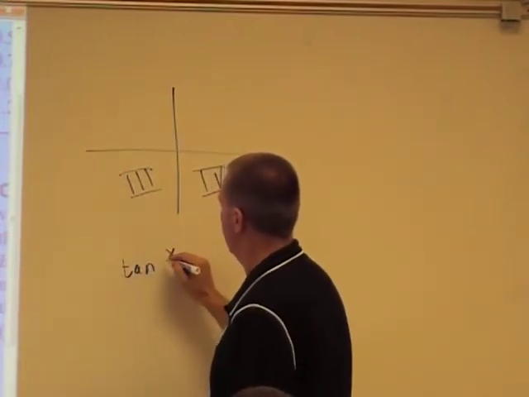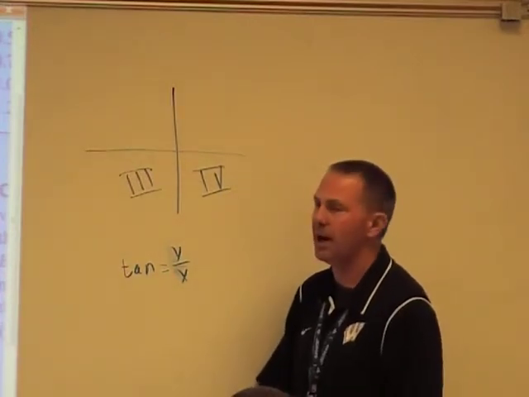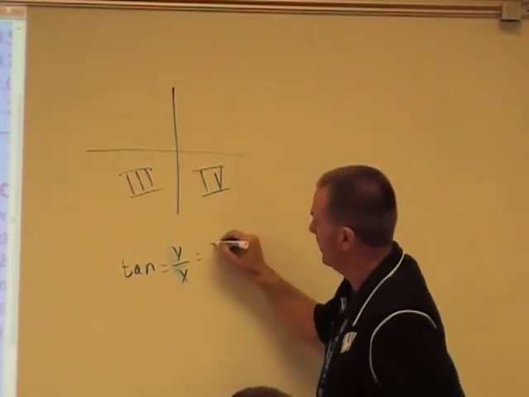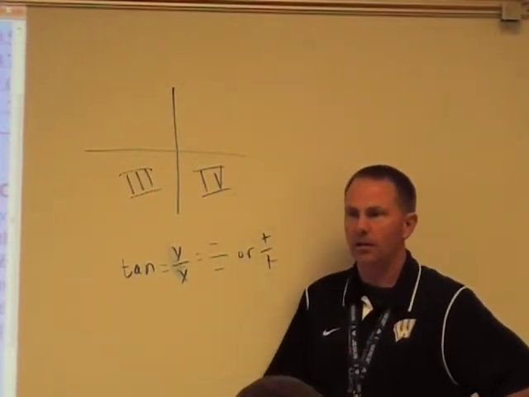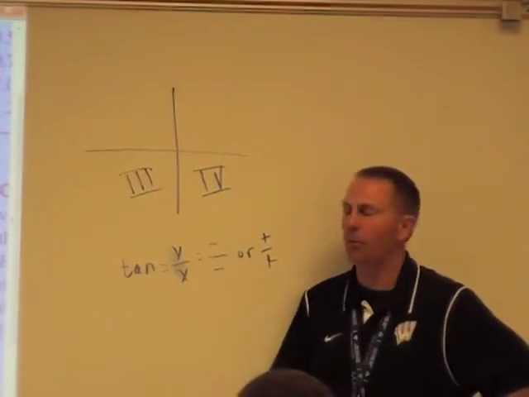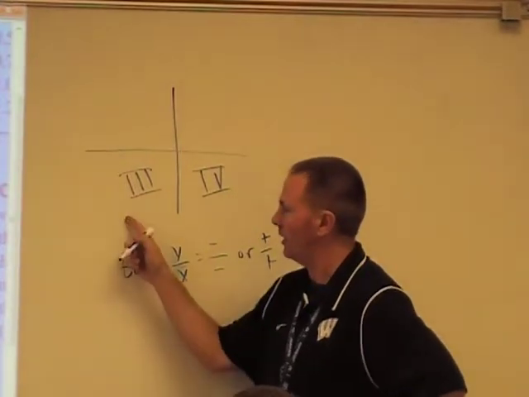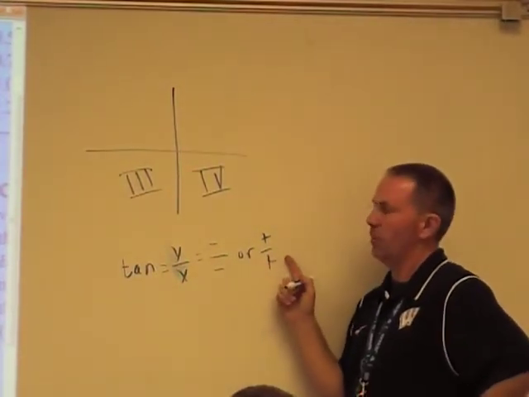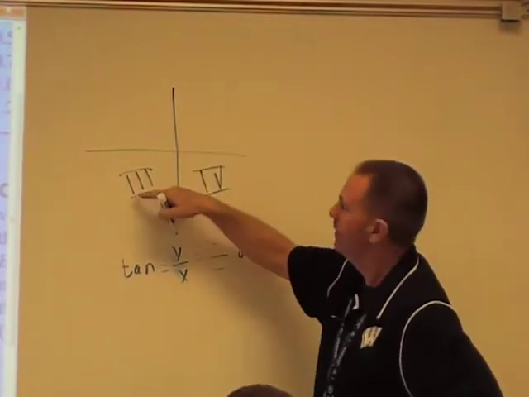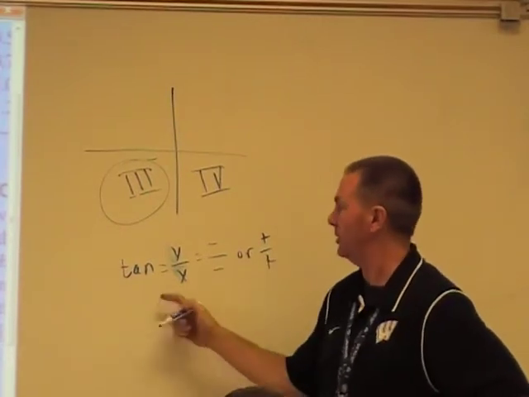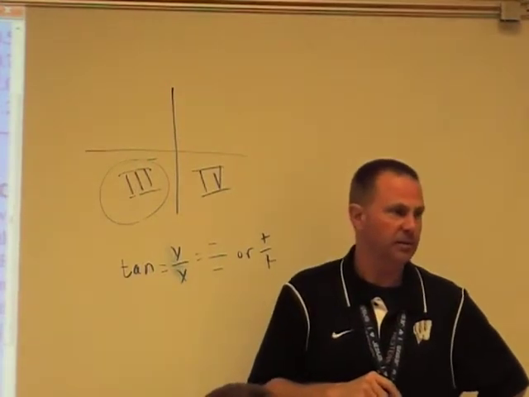Tangent is y over x. The tangent has to be positive. So either we get a negative over a negative or a positive over a positive. For the tangent to be positive, this is what you have. Where is y and x both negative? In the third quadrant. Where is y and x both positive? In the first quadrant. Where do they overlap? Right here. The tangent and the sine, they overlap right here. So this must be the quadrant we're talking about.